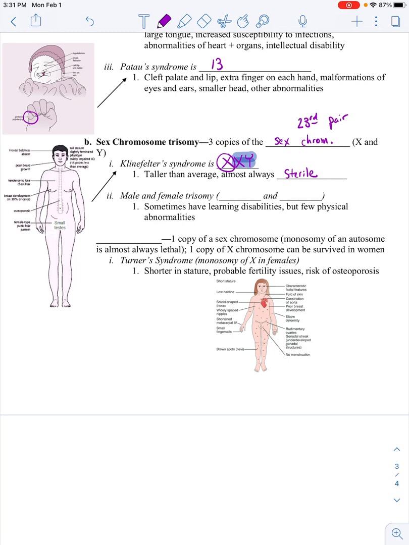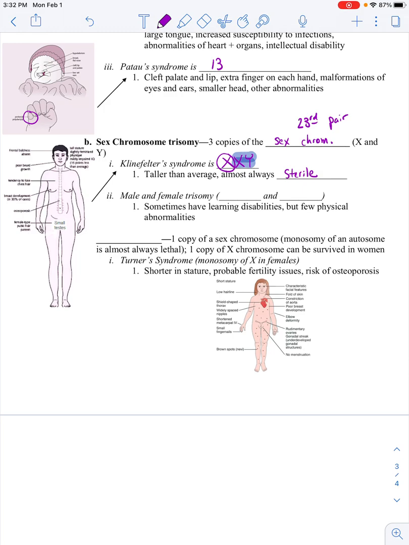Sometimes poorer hair growth, a tendency to lose chest hair, possible breast development, possible lack of a deepening of the voice in puberty. But other than that, those who have Klinefelter's typically are leading totally normal lives. It does not affect their intellectual abilities, school, anything like that. And then there's male and female trisomies.